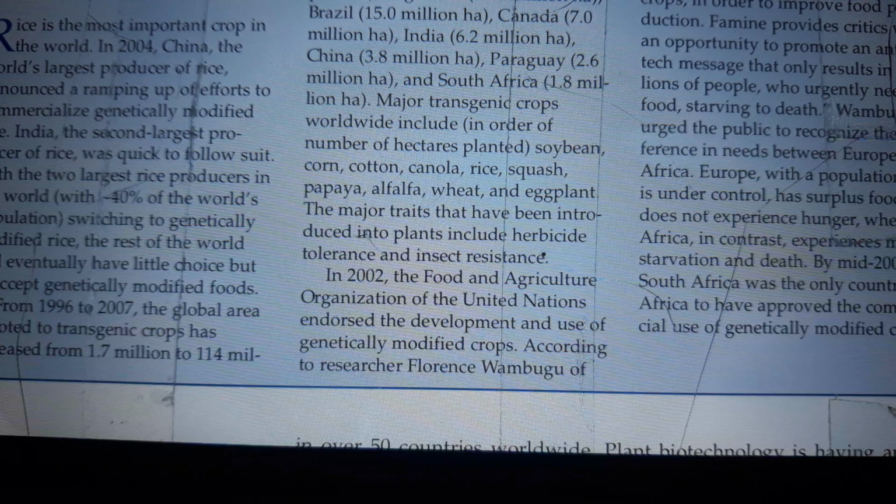In 2007, the major producers of transgenic plants were the United States, with 57.7 million hectares planted, Argentina, Brazil, Canada, India, China, Paraguay, and South Africa. Major transgenic crops worldwide included, in order of number of hectares planted, soybean, corn, cotton, canola, rice, squash, papaya, alfalfa, wheat, and eggplant. Major traits that have been introduced into plants include herbicide tolerance and insect resistance.